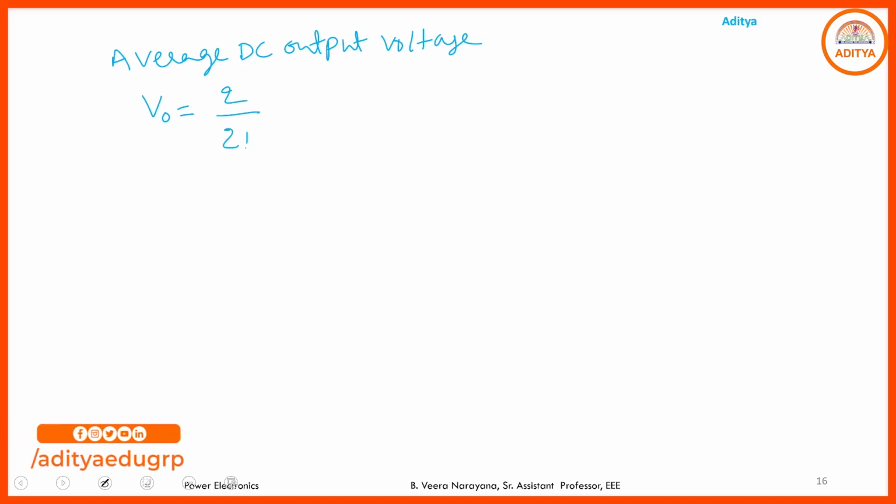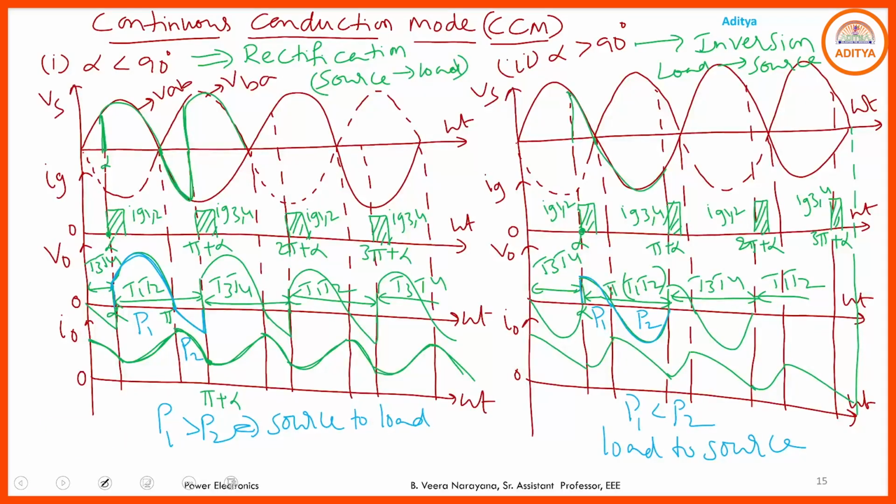And if we go through the average DC output voltage here, V0 is equal to how many pulses you are generating for completion of one full cycle? 2 pulses. So 2 by 2 pi integral. What is the duration of each pulse here? Observe, alpha to pi plus alpha.